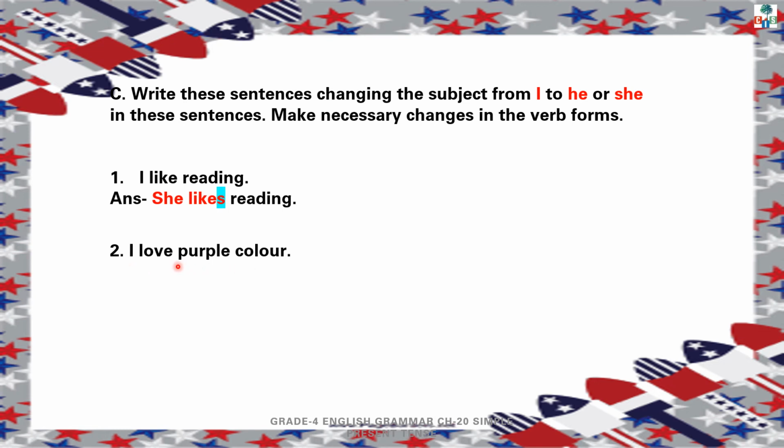Second, I love purple color. Now here the subject is I. Yes, you can use he or she, which is third person singular form. So you have to change the verb accordingly. So let's see the answer. He loves purple color. So like this, try to do this exercise.